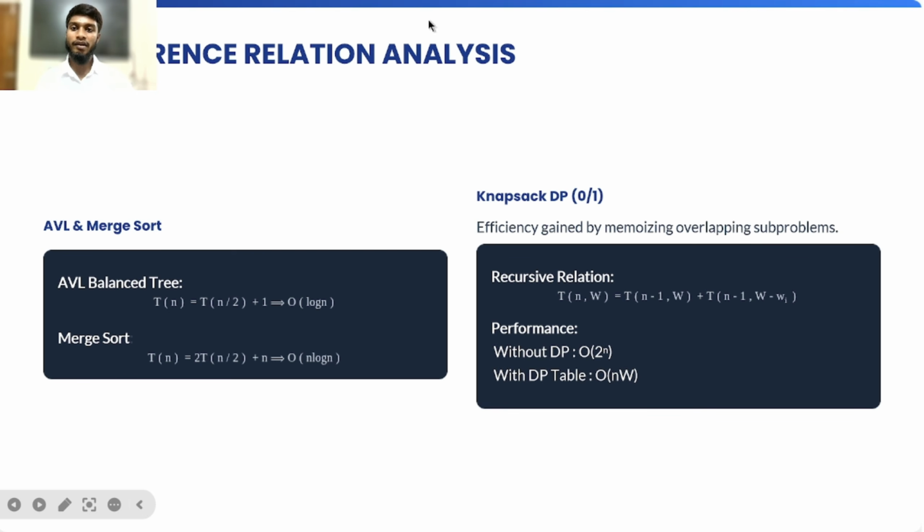AVL balanced recurrence relation here, and merge sort. Next, dynamic programming: efficiency is gained by memoizing overlapping subproblems. Recurrence relation here. Performance without dynamic programming is Big O n to the power n; with the dynamic programming table it is Big O nW.